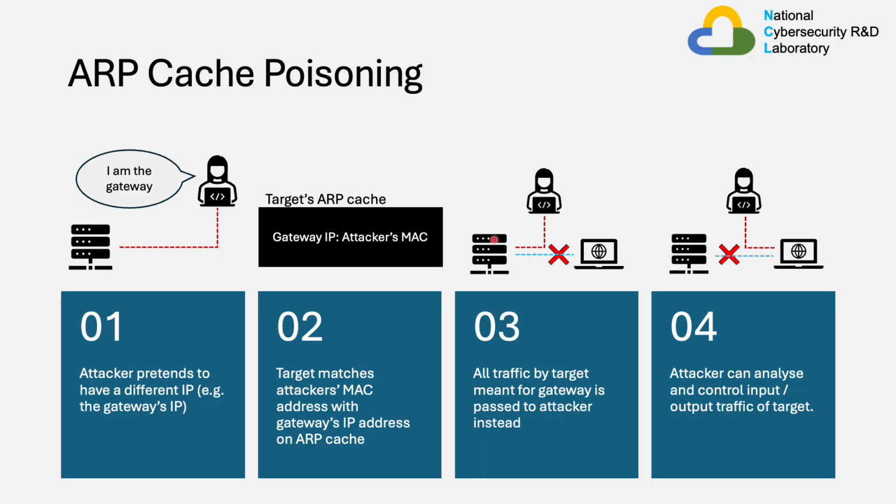Thirdly, all the traffic coming from the target that is meant for the gateway is routed to the attacker instead. This is because the packets follow the target's ARP cache to find out their destination MAC address, to understand which host to travel to inside a local subnet. Lastly, the attacker receiving all the traffic from the target can now analyze and control the output traffic of the target. The traffic from the target is usually forwarded back to the gateway after modification. To control the input of the target, we can do all of these steps again by targeting the gateway instead.